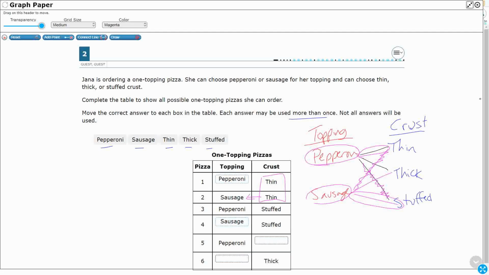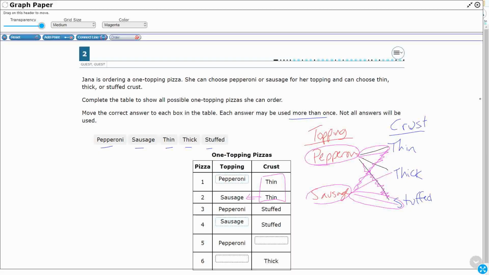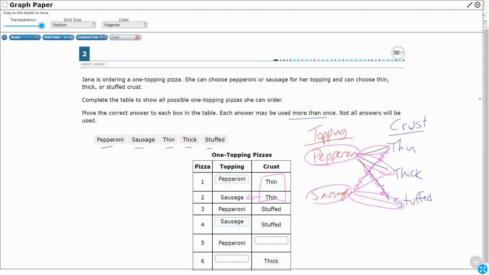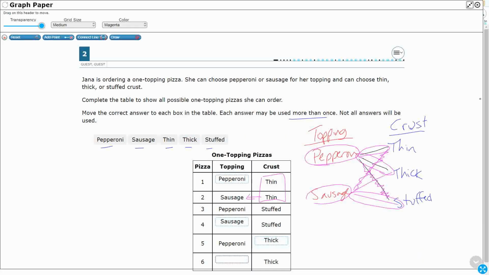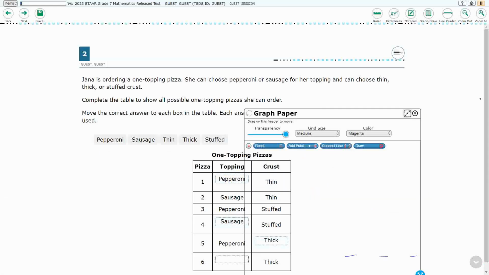And then I've got thick. We're missing these two right here. So pepperoni needs to go with thick. All right, looks like we're missing this one right here. So pepperoni with thick. And then this last one is going to be thick with sausage. We're missing that one right there. So thick with sausage.